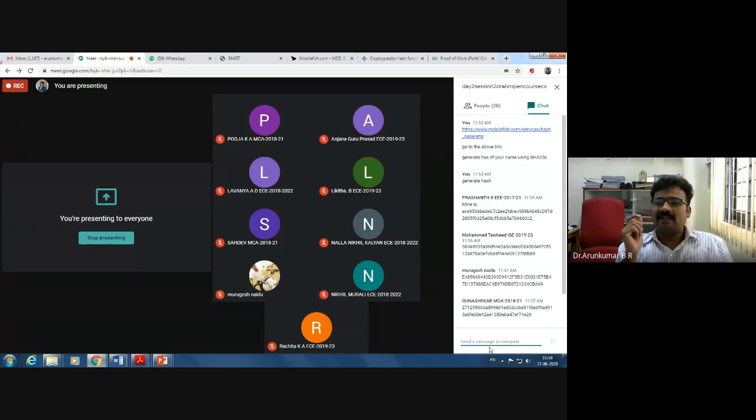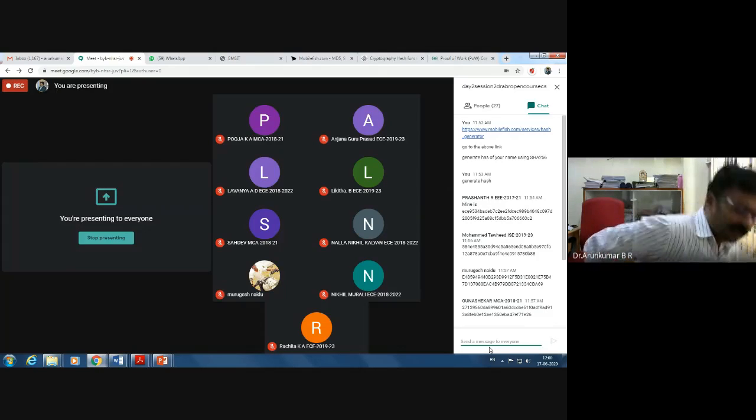When you generate the hash of your name using 256, you got some hash value. Now for your name, you are adding a dollar or some other special character or even a space. Now compare the hash value that you generated the second time. Some answers quickly.